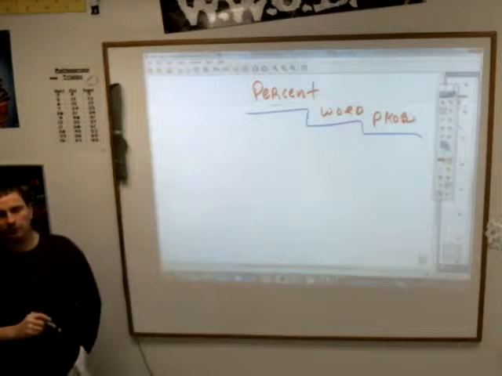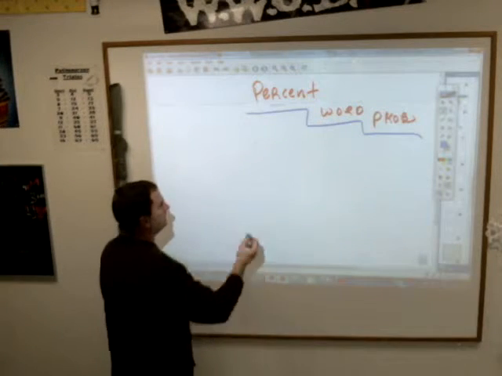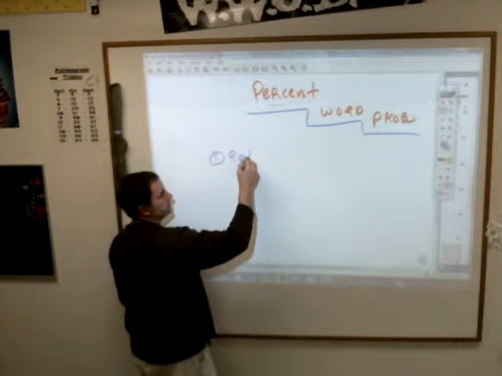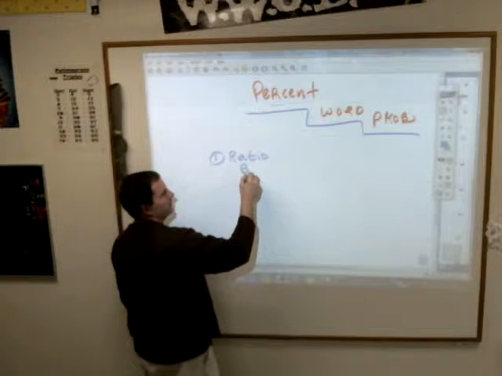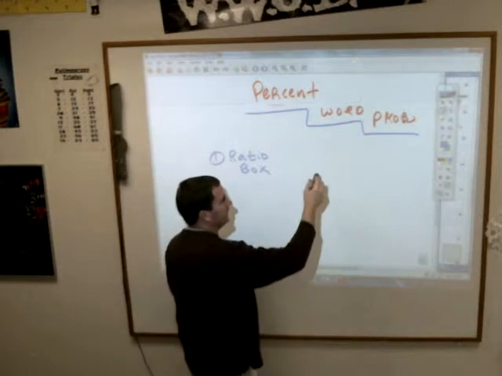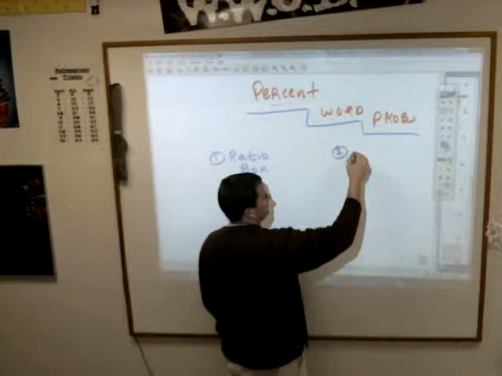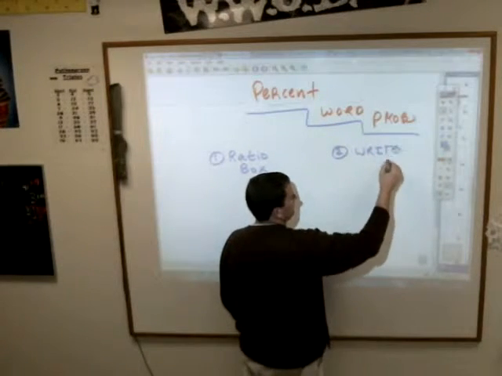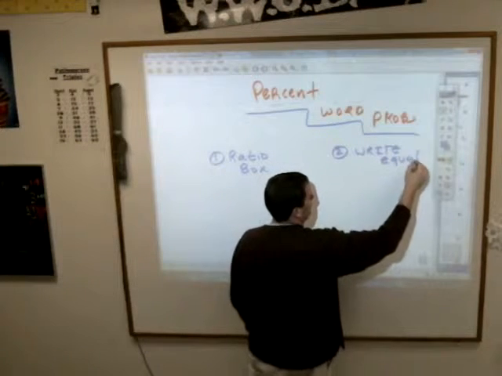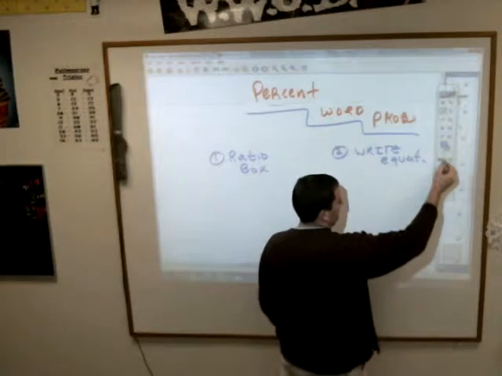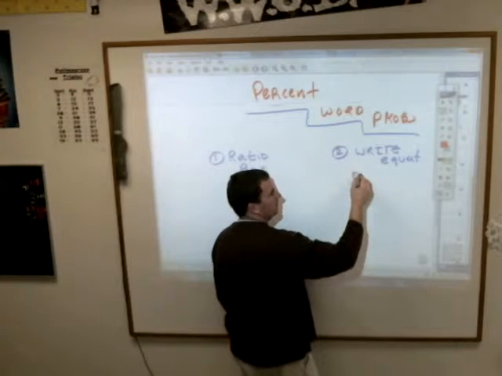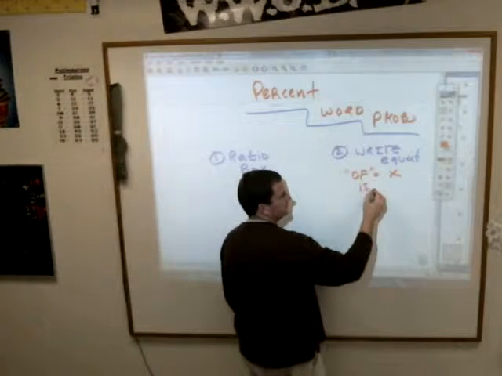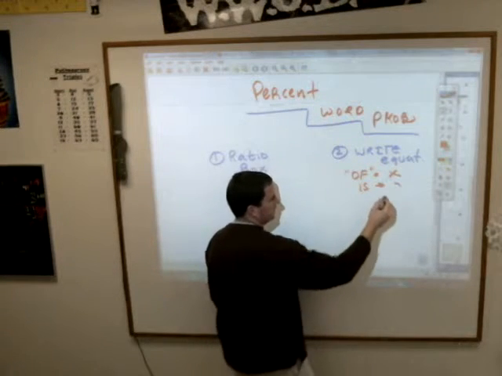...are no more than ratios. One way to solve these problems is to draw a ratio box, which we did a lot of last year. A second way is you can just write an equation. You're kind of going to be your own boss with that. And remember, when you write your equation, that the word of is multiplication, and the word is an equal sign.